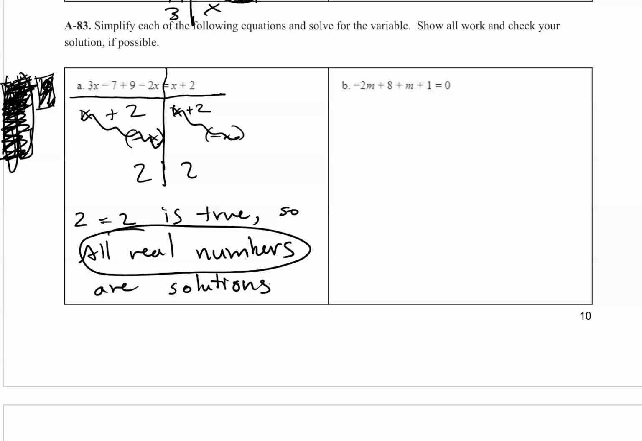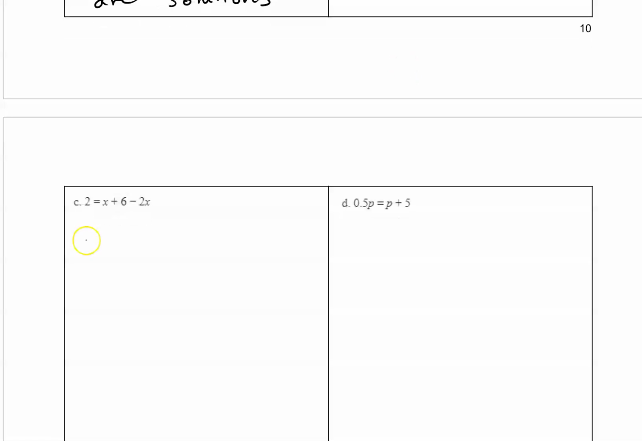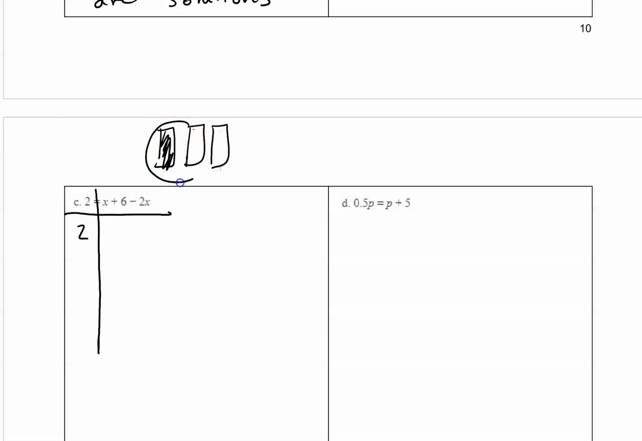Let's do one you can actually check. So let's look at C. This has one solution. 2 is on the left. On the right, we have an x tile, shaded because it's positive, and we also have negative 2 x tiles. Those are the unshaded ones. So that means we're going to have 1 zero pair. Those are going to vanish. And what's left is just a single negative x tile. And then we're going to add 6 onto that. There's still a plus 6.